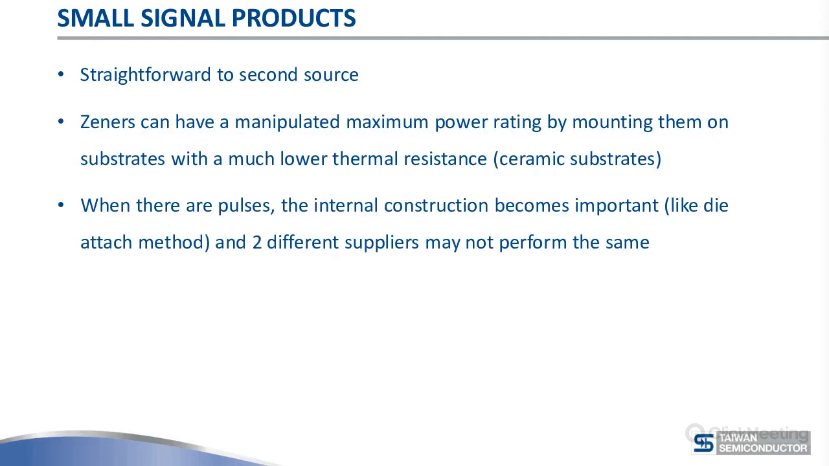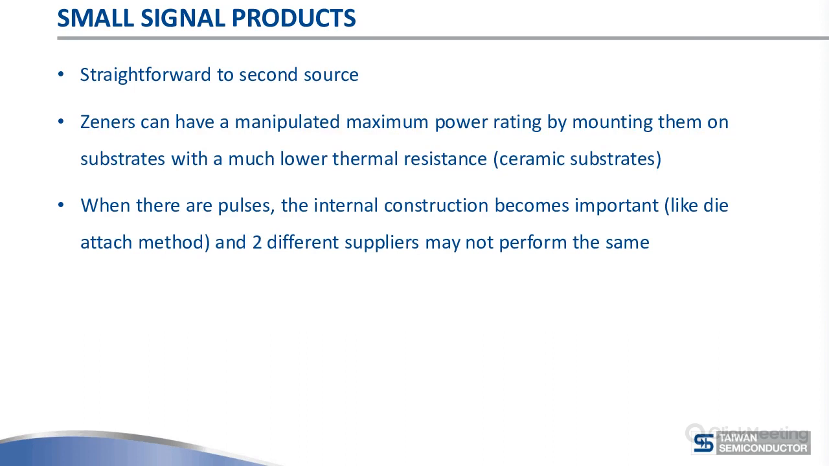We're going to the end here. Small signal products, you can use surge engines to second source them, whatever it is. They are usually the same thing. The only thing that I would like to point out, where you could go wrong, is that ZENERs, or sometimes small signal transistors, can have manipulated power ratings by mounting them on a substrate with a much lower thermal resistance, or even a ceramic substrate. I'll give you an example of that.